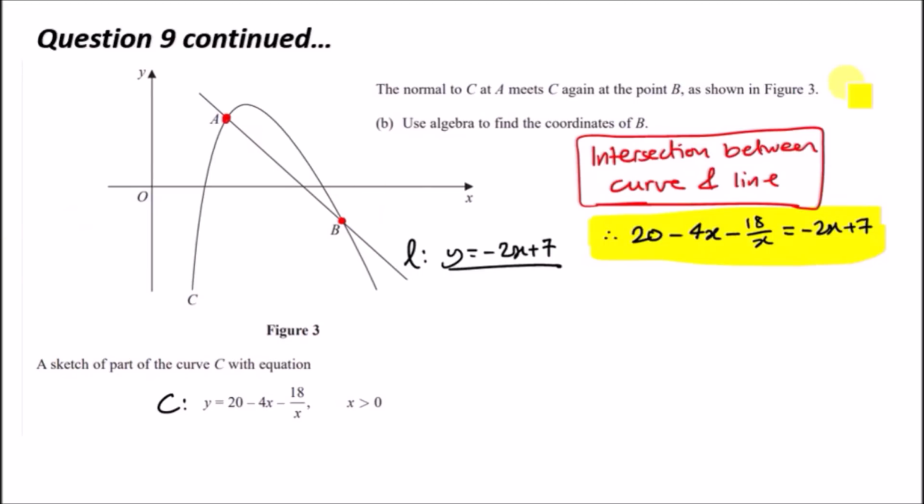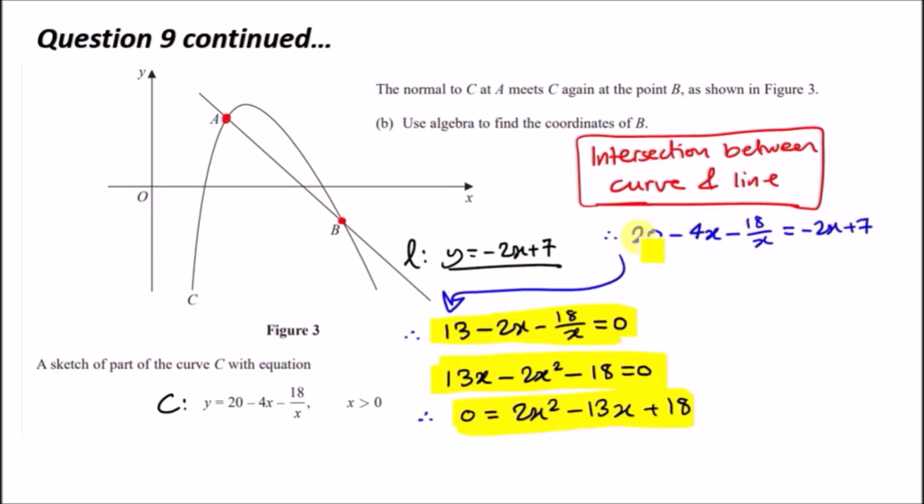The first thing you want to do is move everything to the left side. So I added 2x across and minus 7 to get 13 and negative 2x. Then I realized, we have x at the bottom of a fraction. Nobody likes fractions, so let's multiply x across. So you get 13x, 2x squared, and then just 18. You could work like this, but I like to make my quadratics positive.